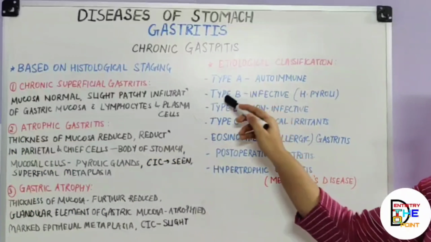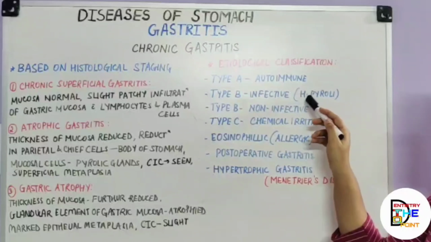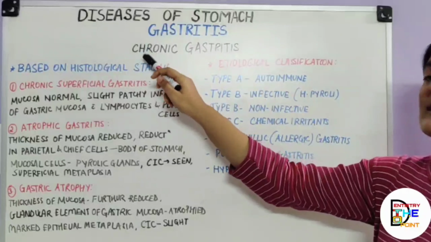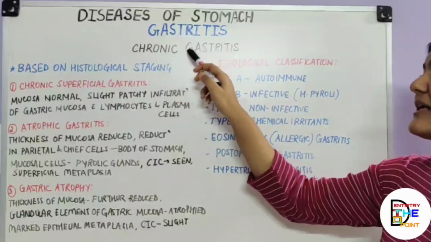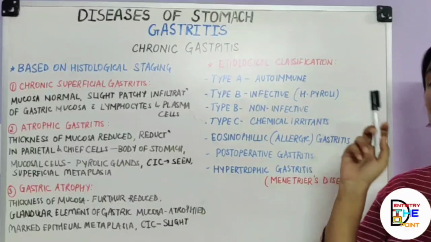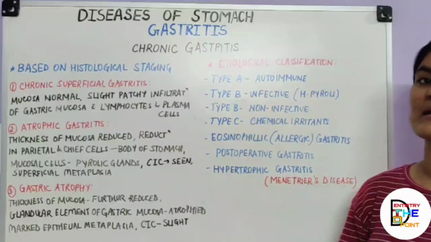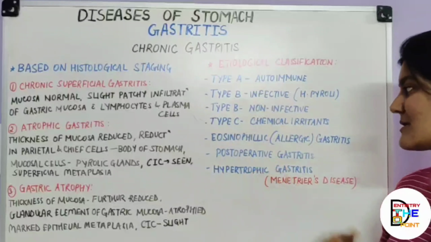So actually the infection caused by Helicobacter pylori is the most common cause of chronic gastritis. So chronic gastritis due to H. pylori is the most common cause. Okay, and in acute we have studied that aspirin, NSAIDs and alcohol were the most common causes.